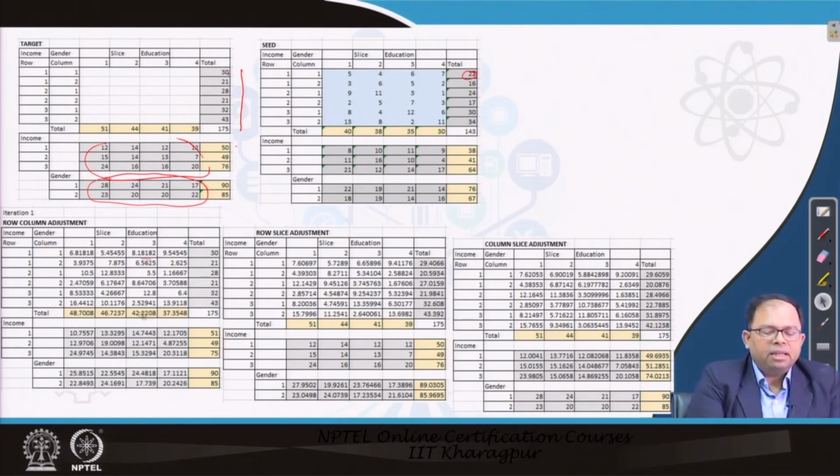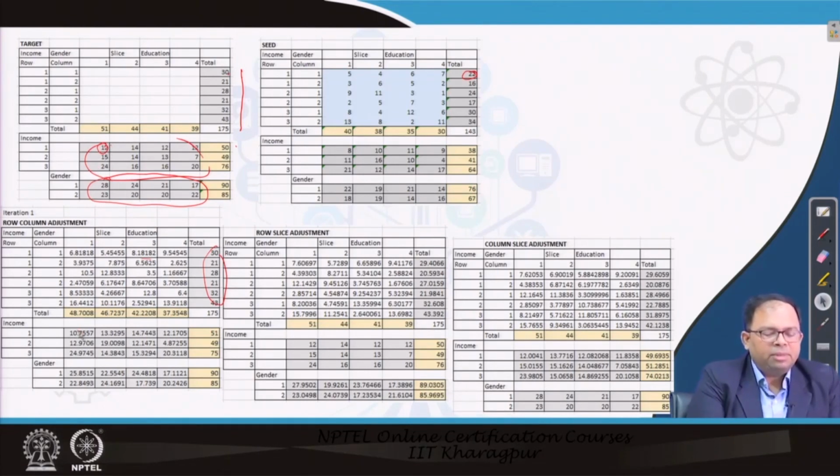We get an updated table where the first marginal matches. That means this matches with the target, but none of the others match, but 10.757 is not the same as 12. So we need to match this with this. In the next step, we again adjust these values by multiplying with the proportion, where here we have got 10 and here we have got 12. So we will increase this toward the target.